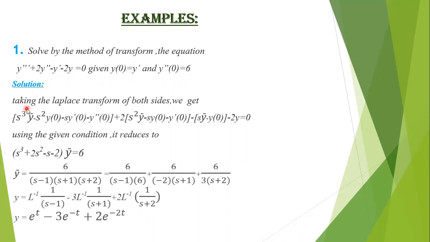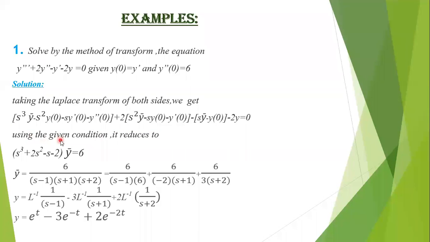So taking the Laplace transform of both sides using the result of Laplace transform of derivative, we get s cube y bar, here y bar is used to indicate the Laplace of y, minus s square y of 0 minus s y dash of 0 minus y double dash of 0 plus 2 s square y bar minus s y of 0 minus y dash of 0 minus s y bar minus y of 0 plus 2y bar equals to 0.